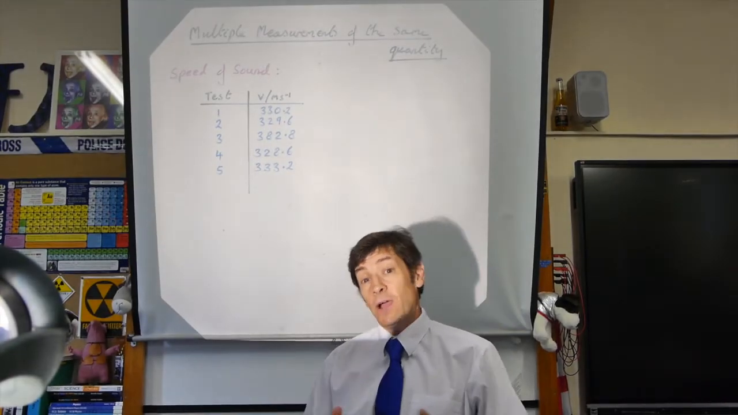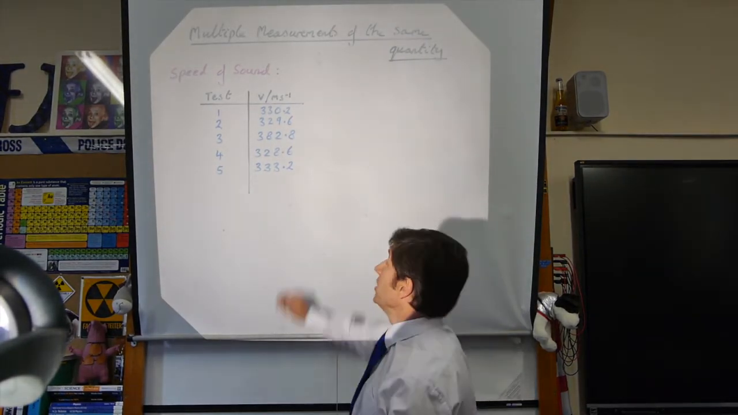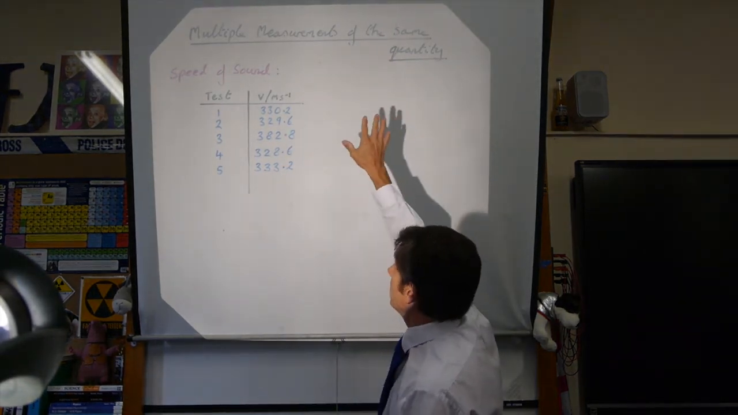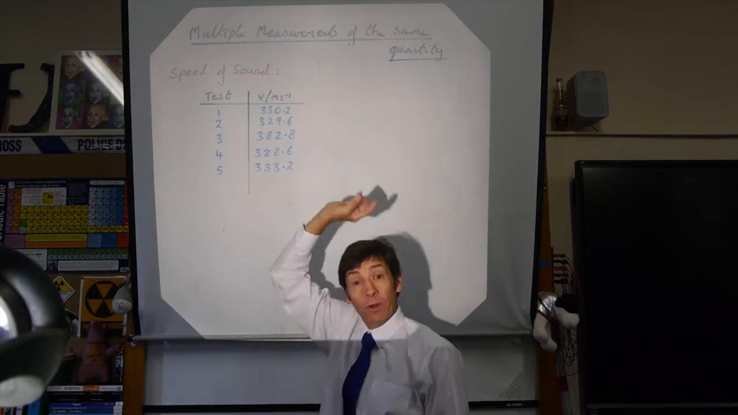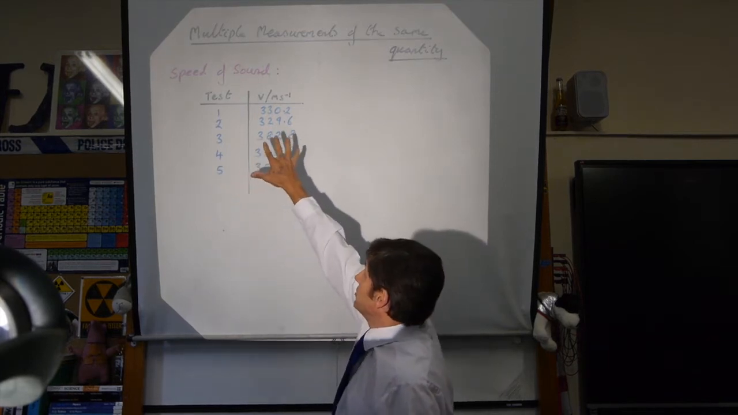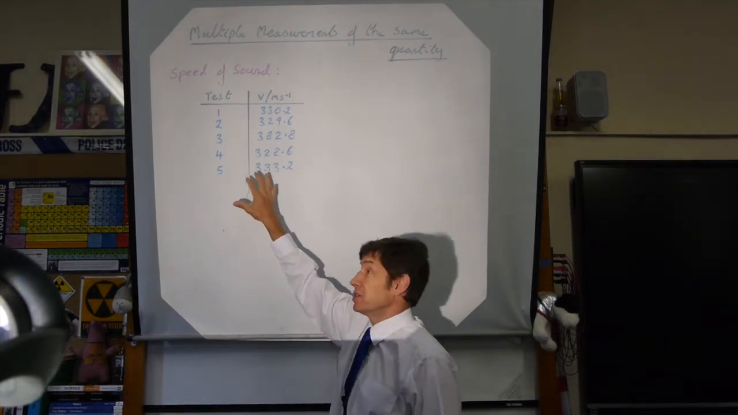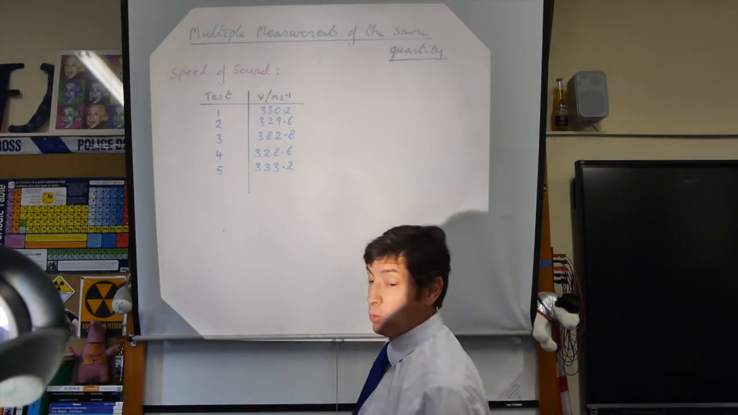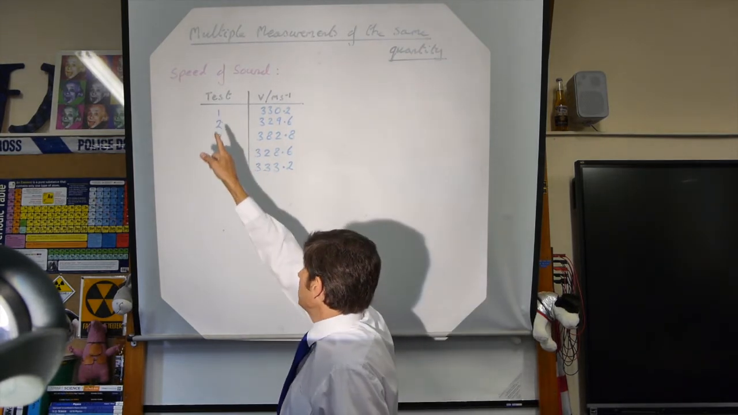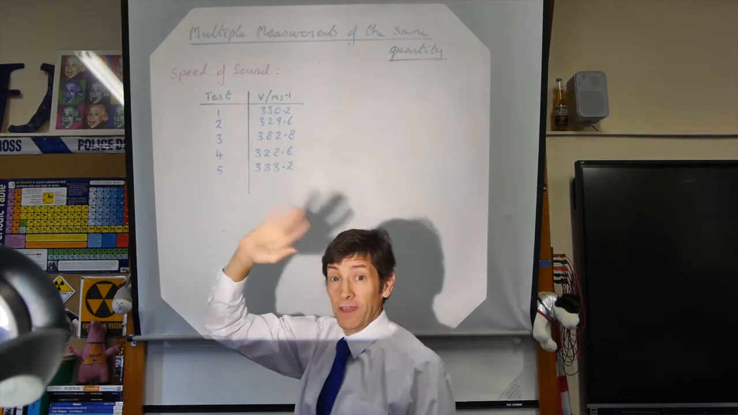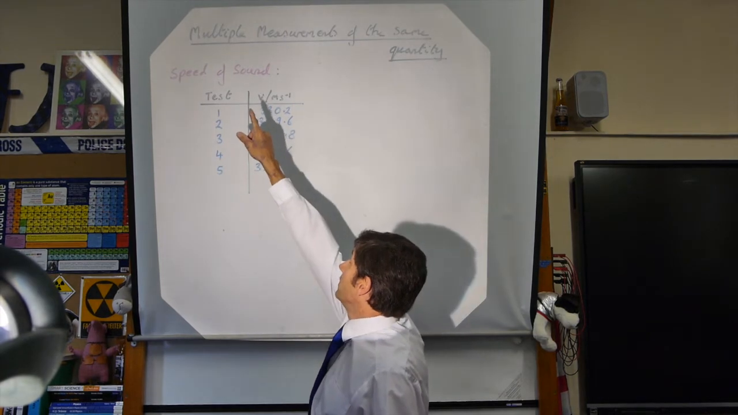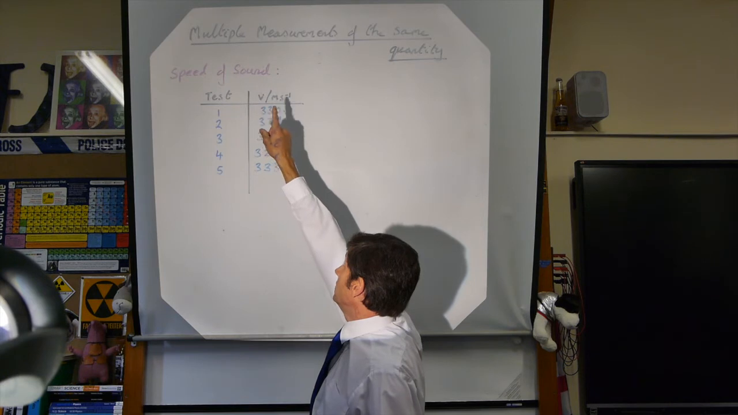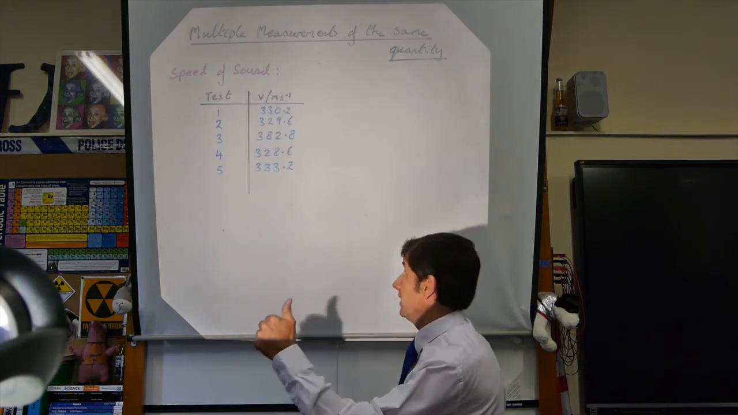So now let's look at how we quote absolute uncertainties for experiments where we measure the same thing over and over again. What I've done here is an experiment where I've measured the speed of sound 5 times. Let's have a look at what's right about this, and then we'll look at what's very wrong with it. We've said the number of tests we've done, 1 to 5, that's fine. We've labelled the velocity and the correct units at the top of the table. That's good.